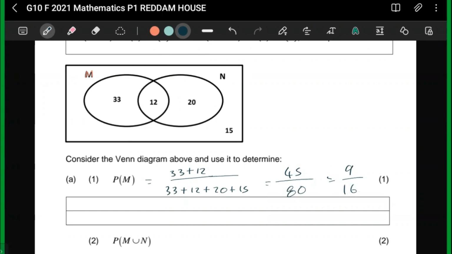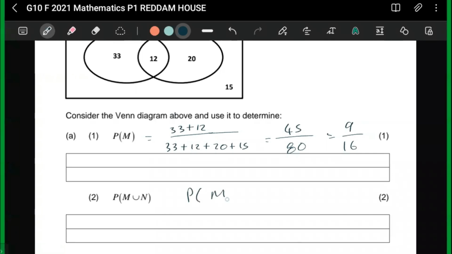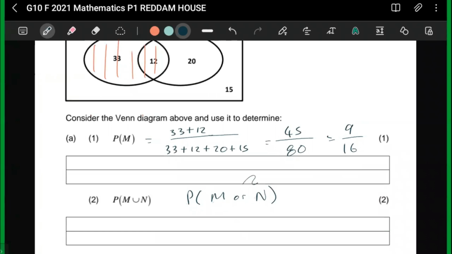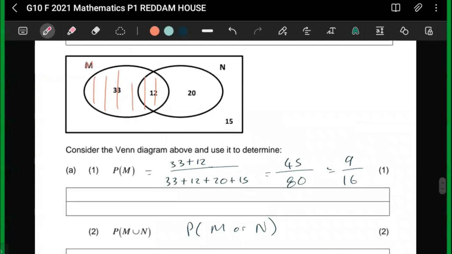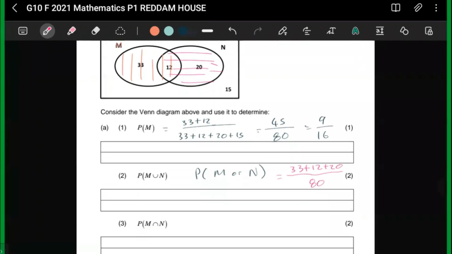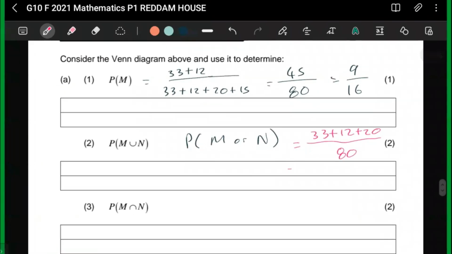There you go. Now this means or. This is asking the probability of M or N. When they ask for the probability of something or something, firstly, the probability of M would be all this. And then the probability of N. If they say the probability of M or N, you consider everything where M is and everything where N is. You see? So here you're going to have the 33 plus 12 plus the 20, the whole thing over 80. So all this being done, you have 33 plus 12, which is 45, plus 20, which is 65.